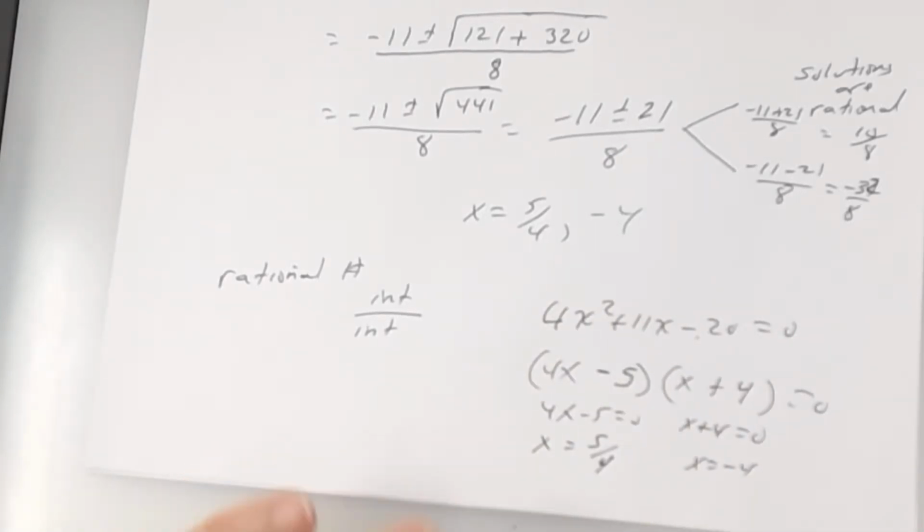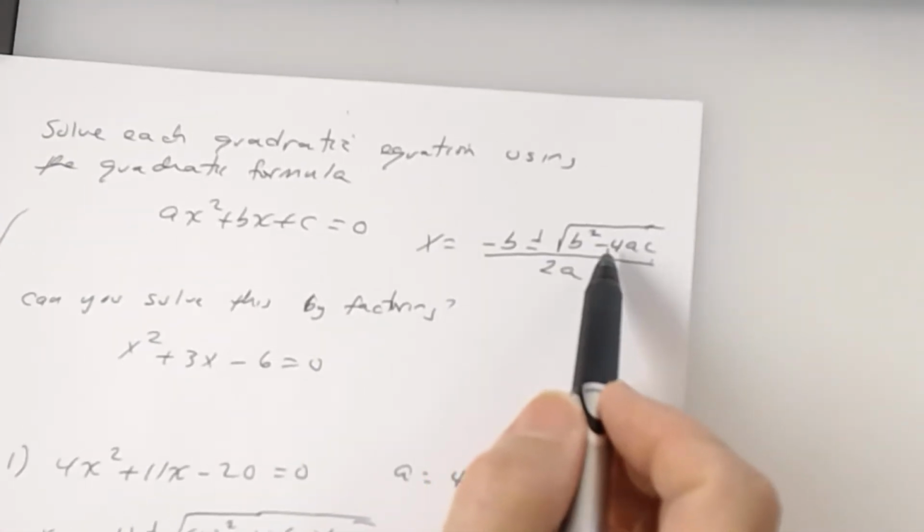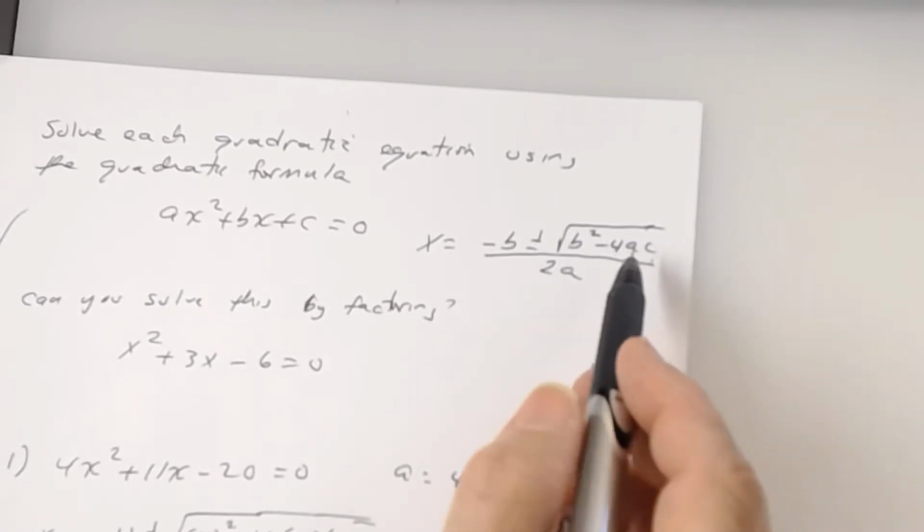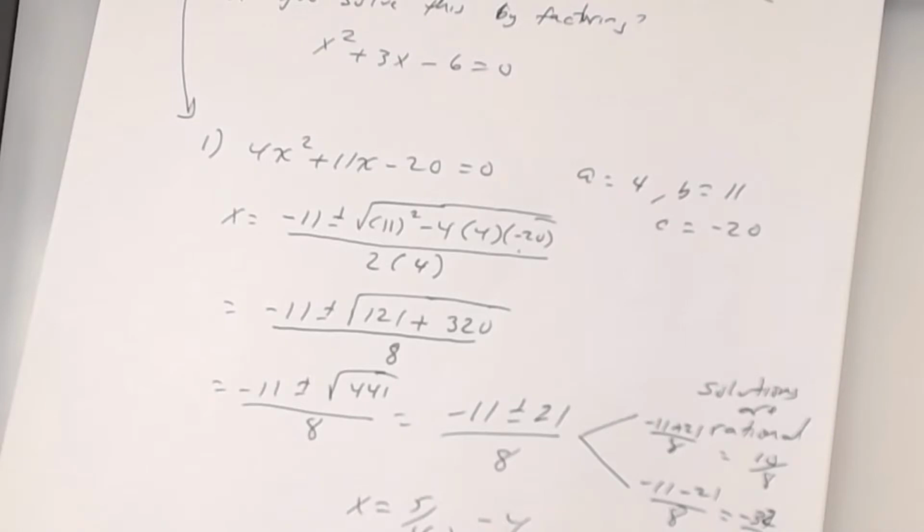Now you're going to learn in the next class period how you can tell easily, without having to do all this, whether it's factorable or not. And remember a while ago I mentioned the word discriminant? We'll talk about the discriminant next time. But for right now, you always follow the directions. Directions say to do what? Solve by quadratic formula.